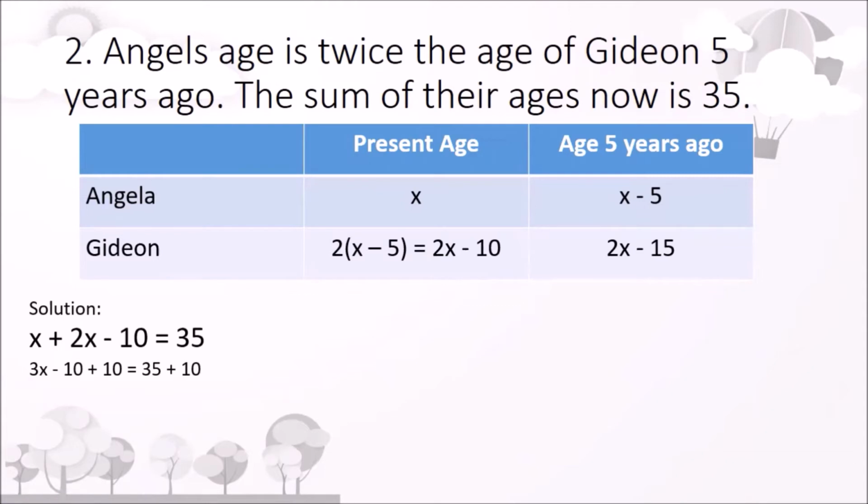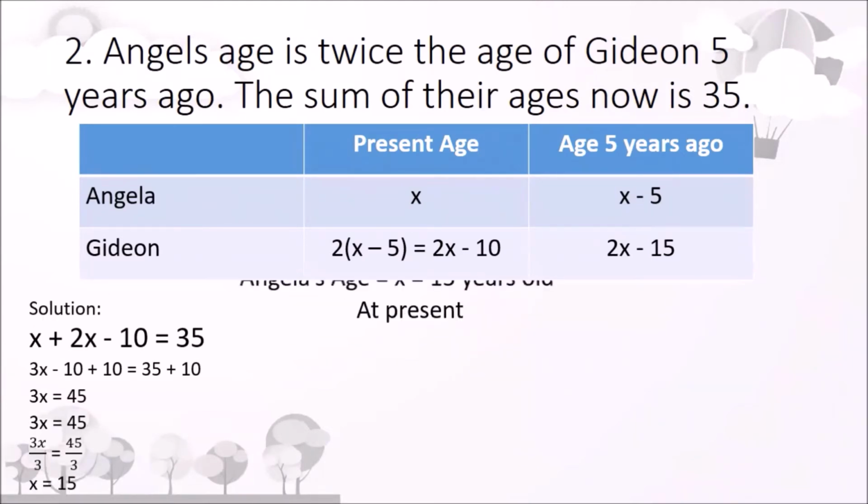Then, pwede na natin din i-simplify yan by adding plus 10 in both sides. So we have 3, simplify, we have 3x equals 45. Then divide both sides by numerical coefficient of the variable of x. So 3x over 3 equals 45 over 3. So x is equal to 15.